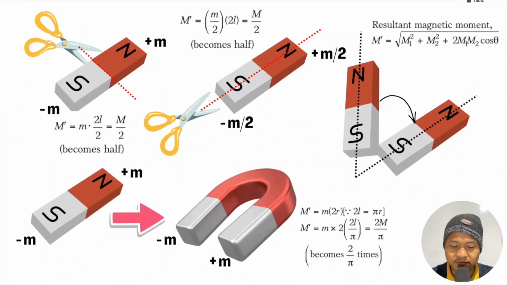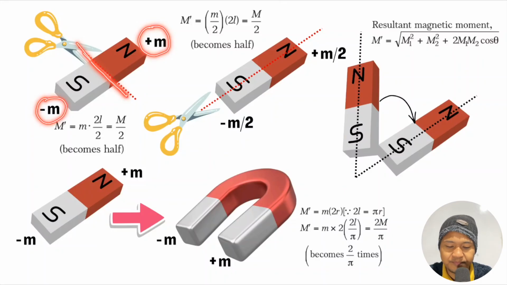Okay, now next, suppose I cut a bar magnet like this. What happens to the pole strength? Here, if you cut a bar magnet like this, the pole strength remains the same, plus m and minus m. What about the magnetic dipole moment and the length?